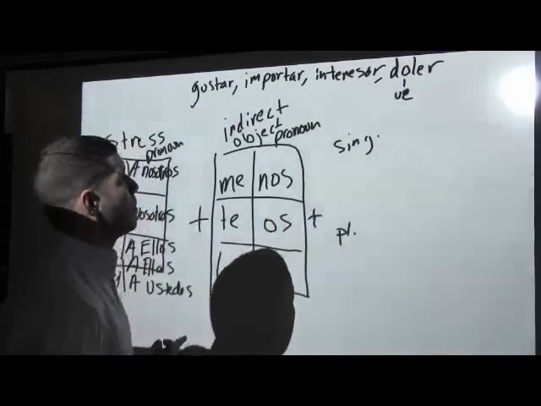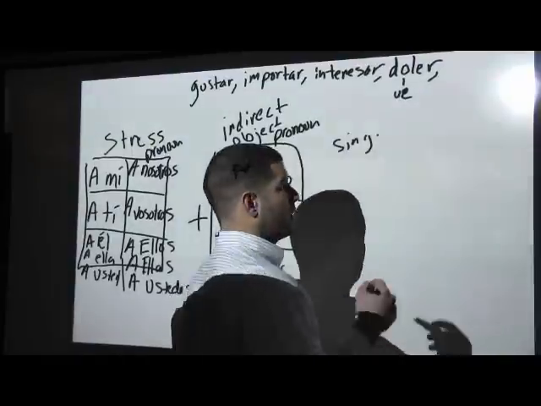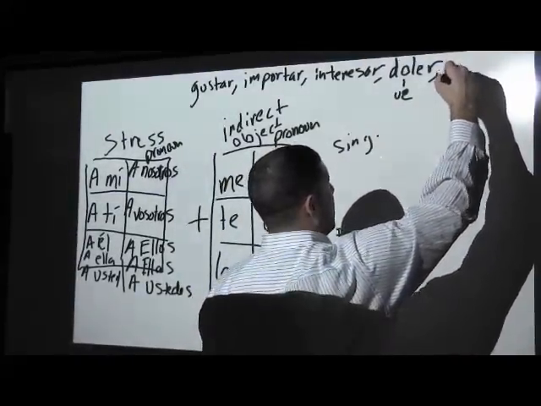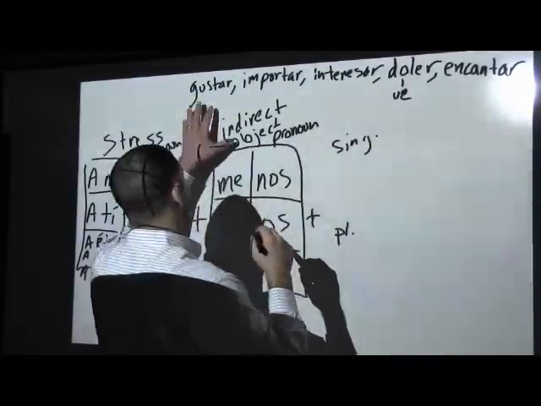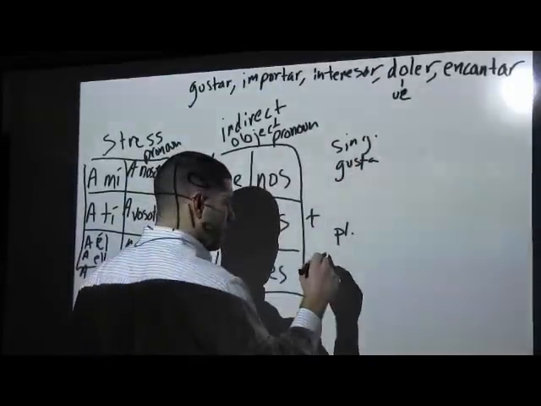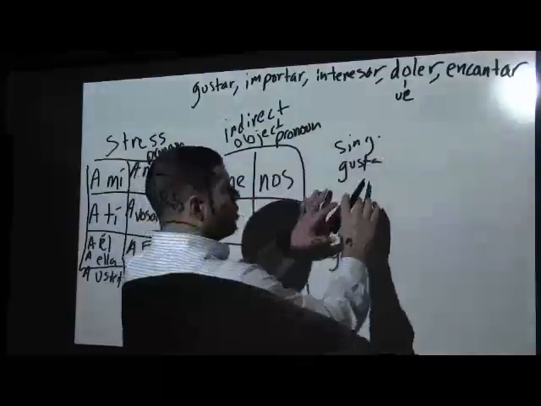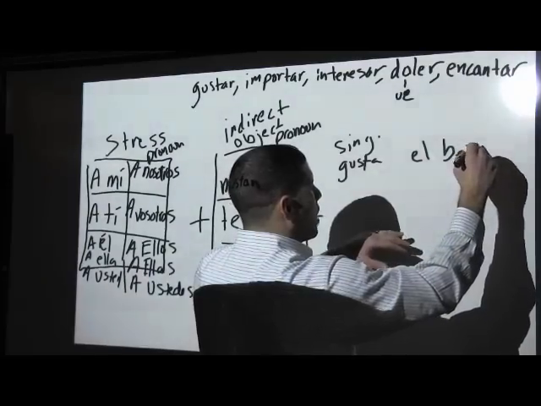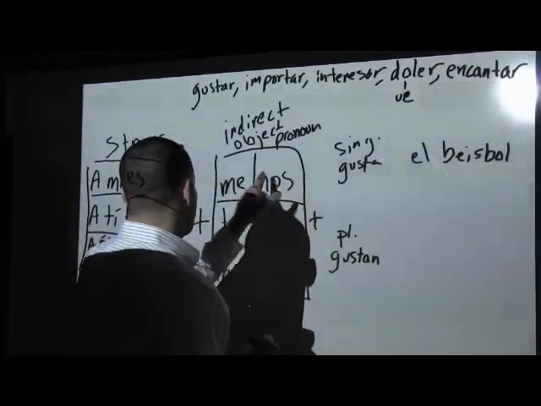So we have gustar, importar, interesar, doler, and then encantar is like to be delightful. So baseball is delightful to me. Cookies are delightful to me. Encantar. All right, so we use gustar though as an example here. You have gusta and you have gustan. And then here you would have a singular thing, like we used el baseball because it's a cognate. Baseball is pleasing to me.